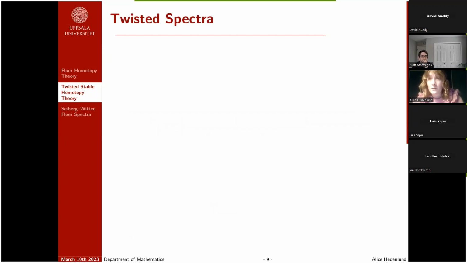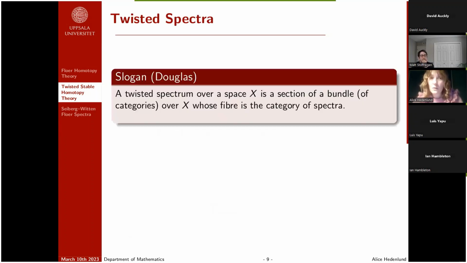Right, so what are twisted spectra? As I mentioned, these were introduced by Christopher Douglas in 2005. And the slogan, I'm not going to give you a precise definition, is that a twisted spectrum always exists over some space. A twisted spectrum over a space X is, morally, a section of a bundle, but it's a bundle of categories over X whose fiber is the category of spectra. And such a bundle is called a haunt.